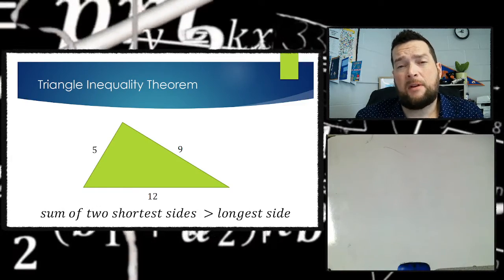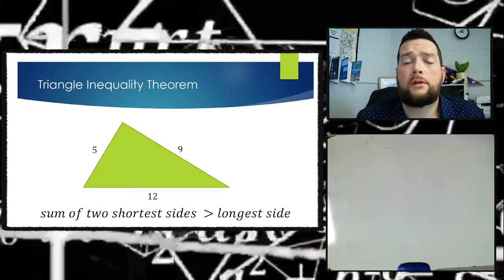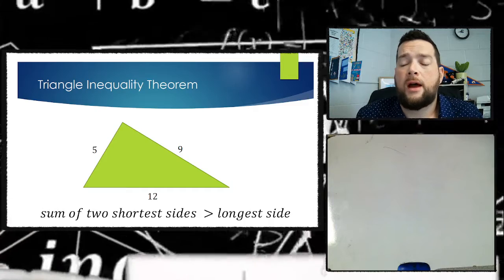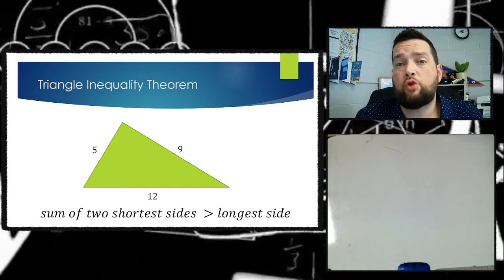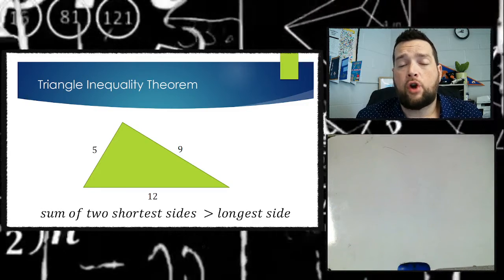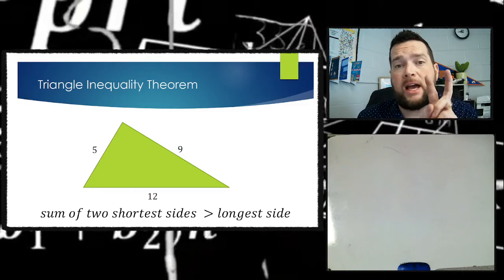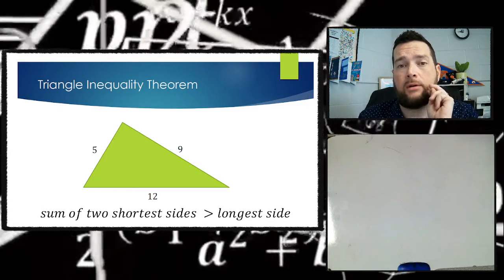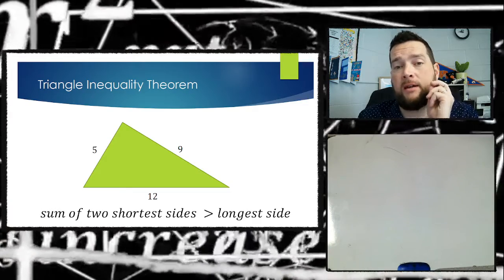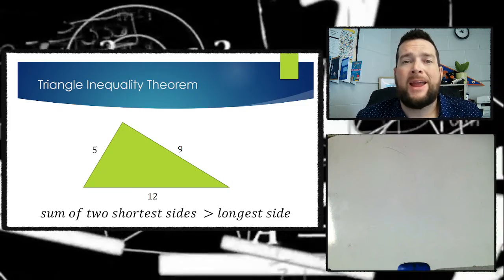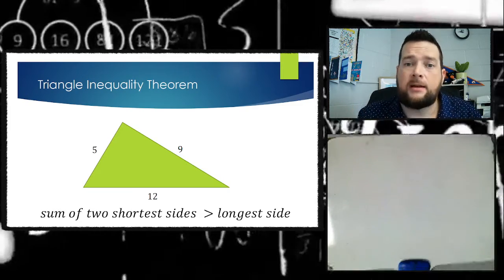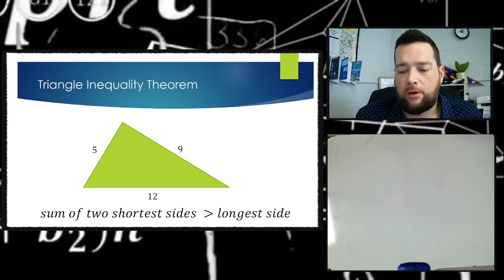You can simplify that down to this simple rule. The sum of the two shortest sides: go and look for the two shortest sides and add those together, and then look to see if that number is greater than the third number. If that's true, then it will make a triangle, all right?